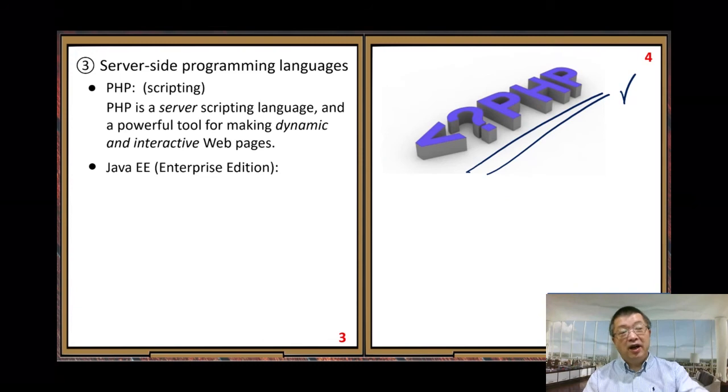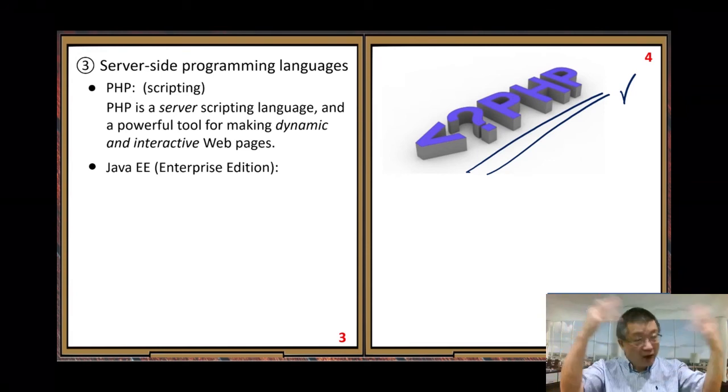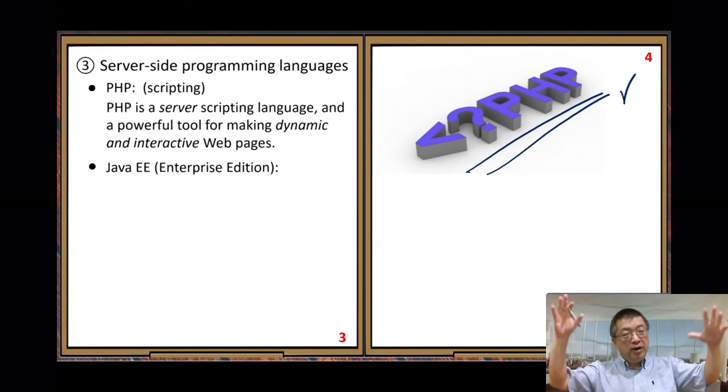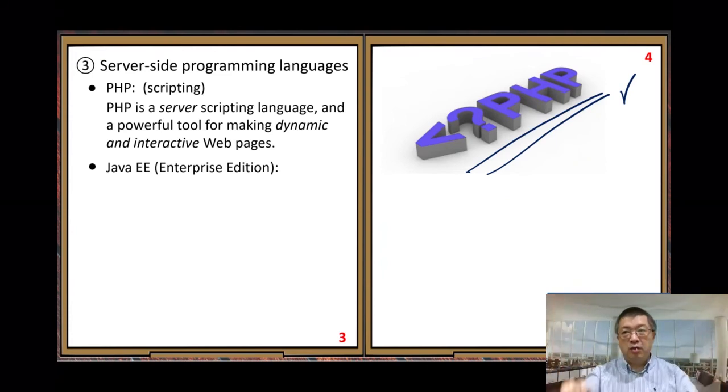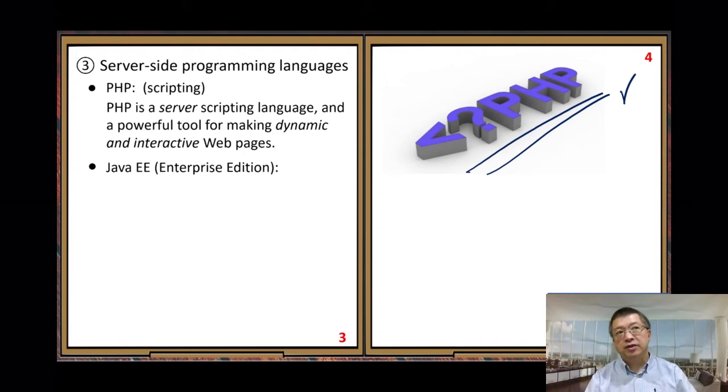So now you can see PHP and Java EE are for companies of different sizes. Usually relatively small and middle-sized companies tend to use PHP for the server-side programming. But large, enterprise level, huge companies have a lot of special requirements. They need more advanced features. So in that situation, they may like to choose Java EE.